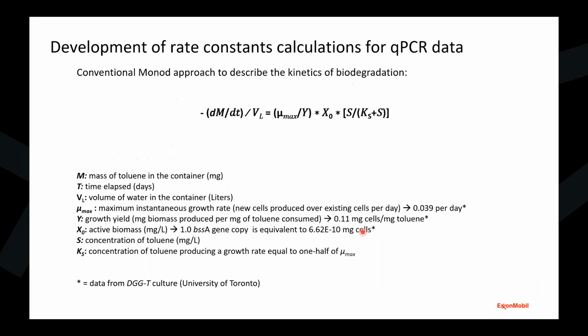Then we developed a way of calculating the rate constant from qPCR data. This is a modified version of the Monod equation for biodegradation. On top, of course, of mass and time for toluene and volume and so on, you can see what you would expect to add for converting MBT data into a rate constant. In particular, I'm talking about the maximum instantaneous growth rate, the growth yield, and the active biomass.